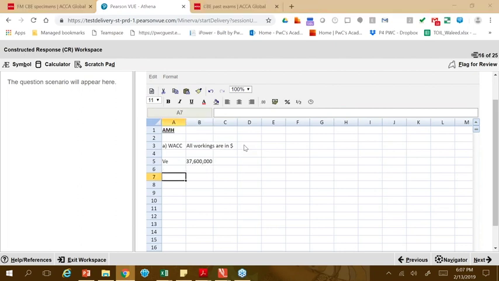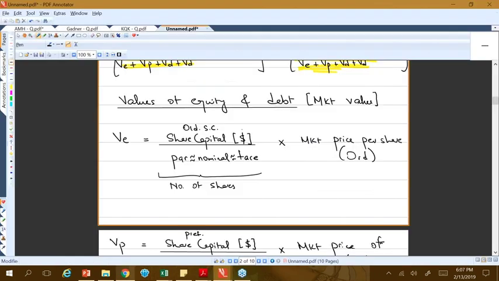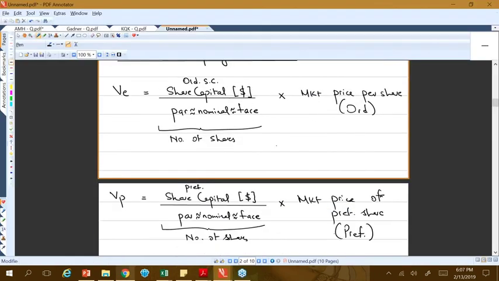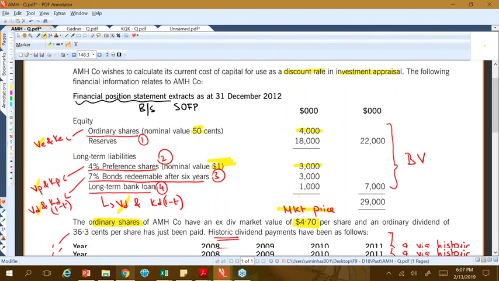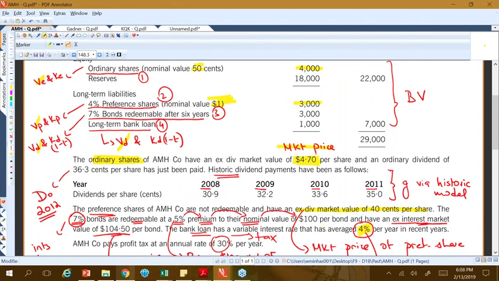And again, it was easy because VP is the share capital in dollar terms over the par value of the preferred share into the market price of the preferred share. So let's take that from the question. Here it said that the share capital of the preferred capital is $3 million. The par value is $1. And remember, the market price is 40 cents per share.